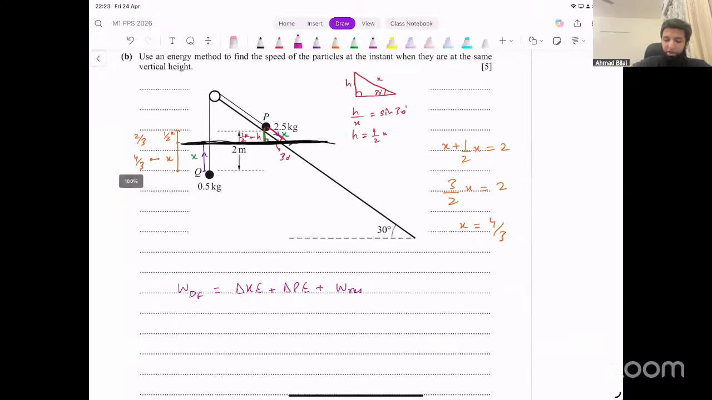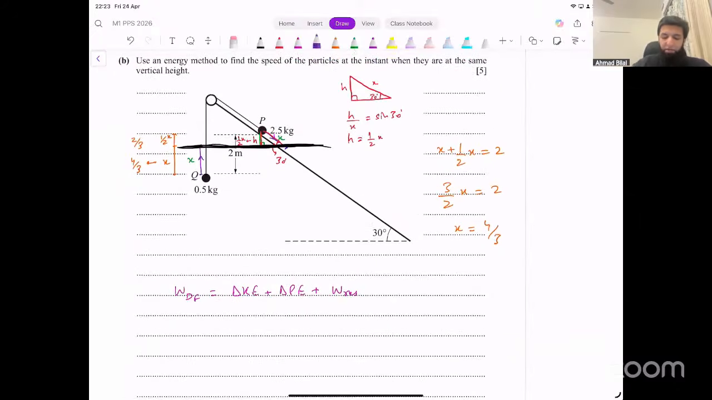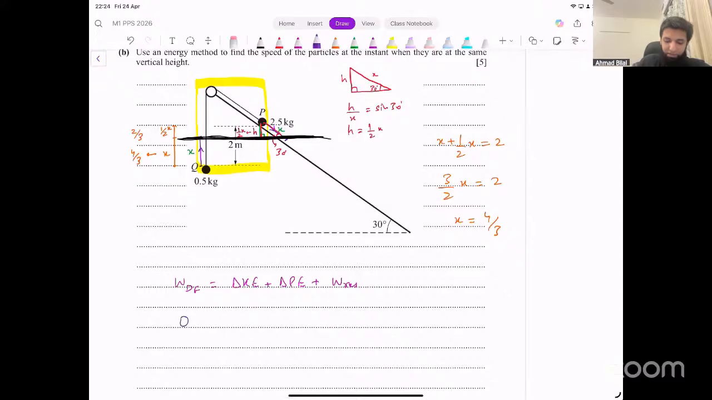Now that we know the distances traveled in the vertical direction, work done by the driving force. In such situations, when we are applying the work energy principle, it's easier to consider this whole thing as a single system. P, Q, and the string, consider the whole thing as a single system. Okay? Is there any driving force? Any force external to the system that is making the object move apart from weight? There's no external force, right? That's making the object move down the plane. So there's no driving force. Work done by the driving force, that is zero.